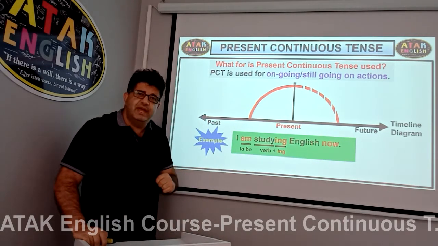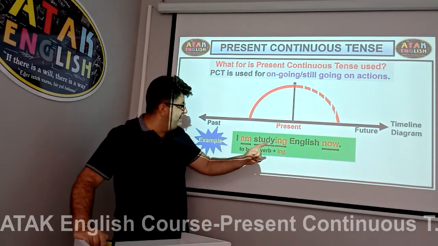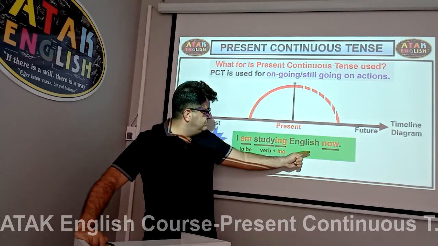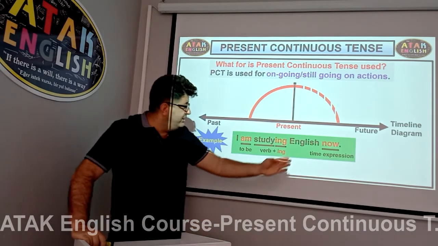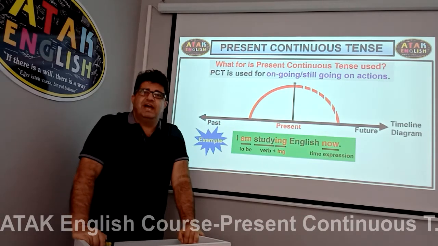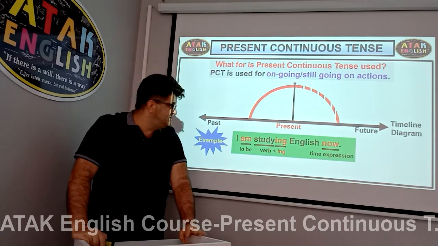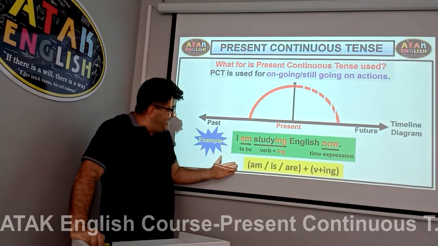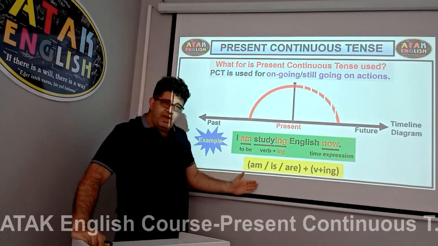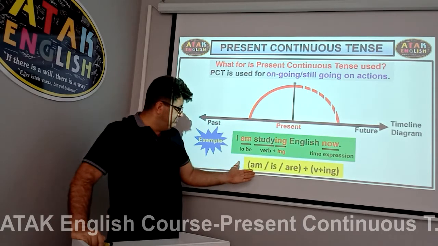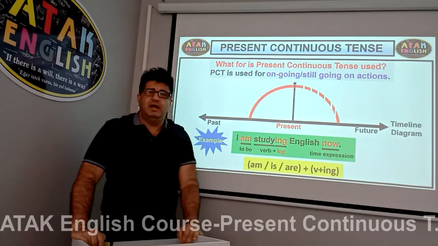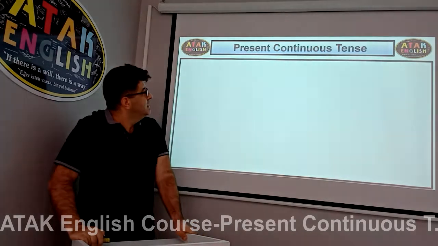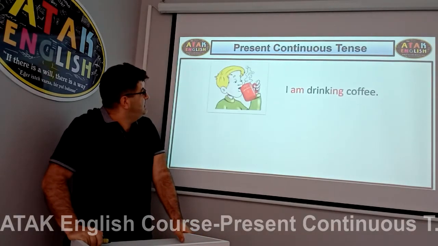We can also understand that this sentence is made in present continuous out of the time expression. Okay? There you go. Now is a time expression of present continuous tense. There you go, our format. Okay? To be, which is am, is, are, plus verb ing. Okay, let's give two more examples.